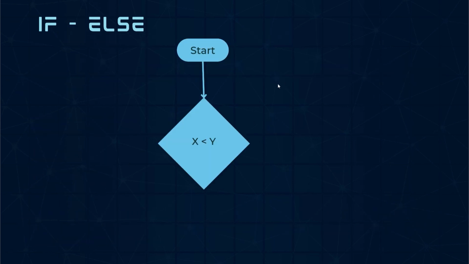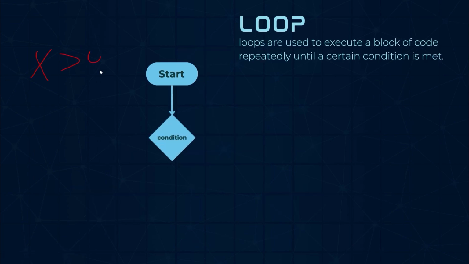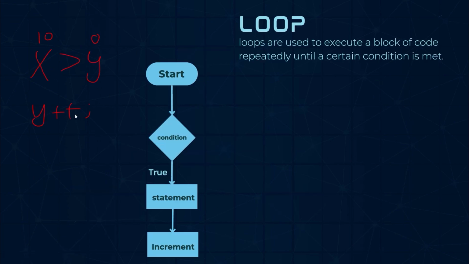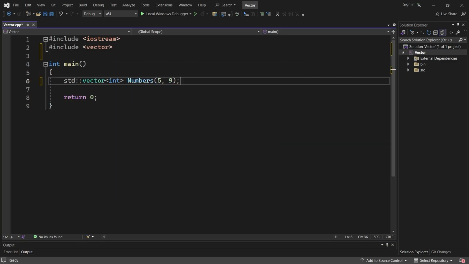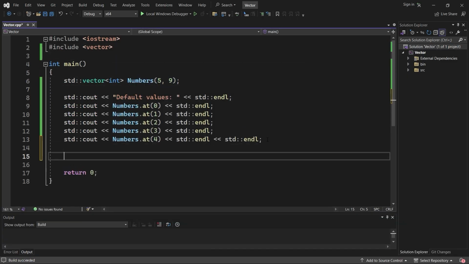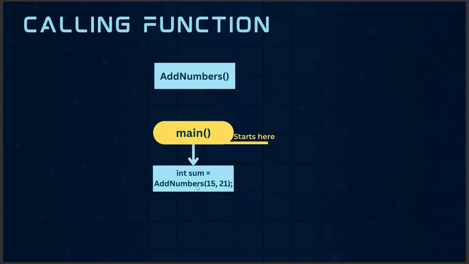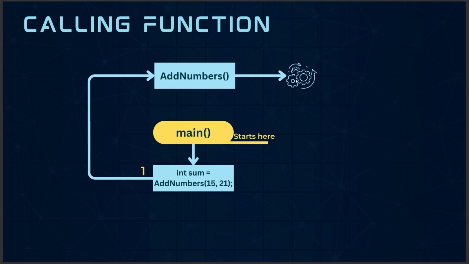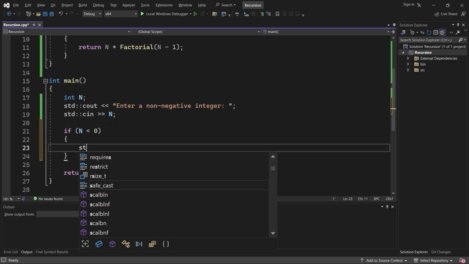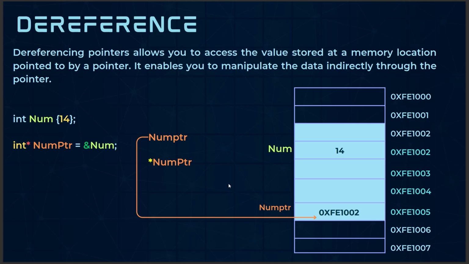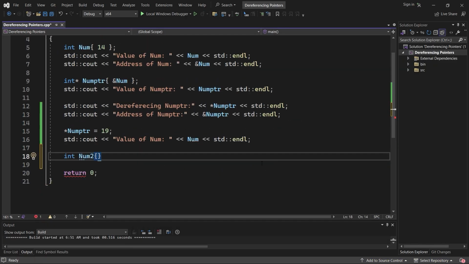Next, you'll learn about control structures and loops, which help you manage the flow of your program. We'll explore arrays, vectors, and strings, teaching you how to store and work with different types of data. Functions will be explained in detail, from basic usage to more advanced topics like recursion, function overloading, and passing arrays to functions. Now let's talk about pointers, a powerful feature in C++.